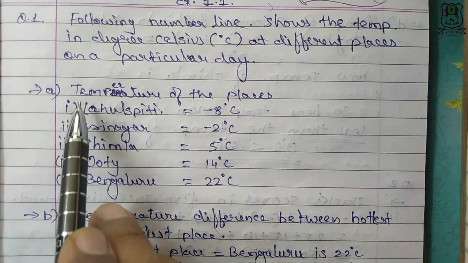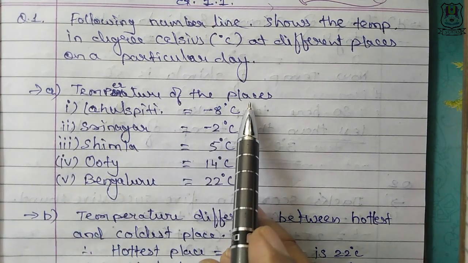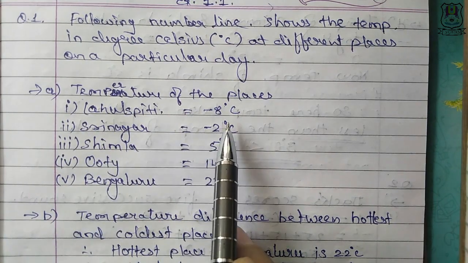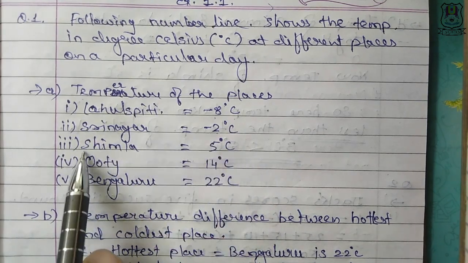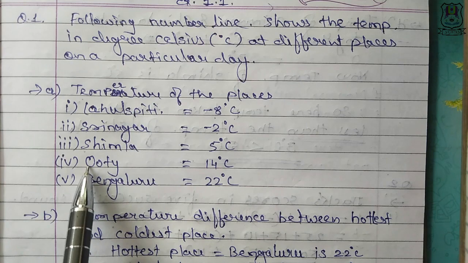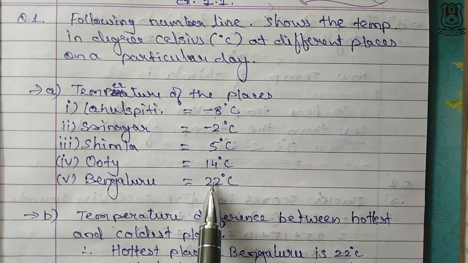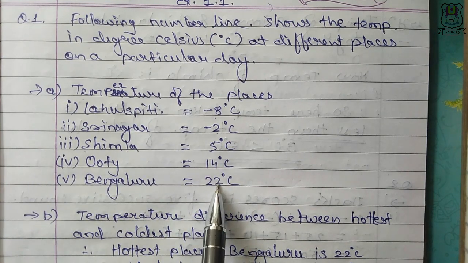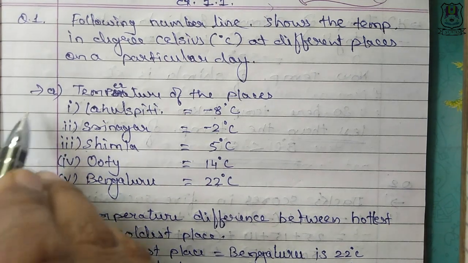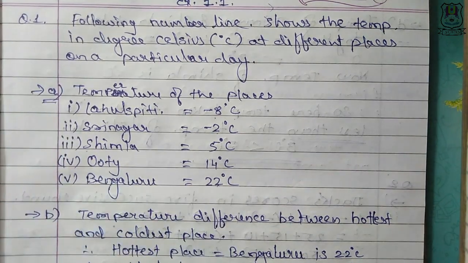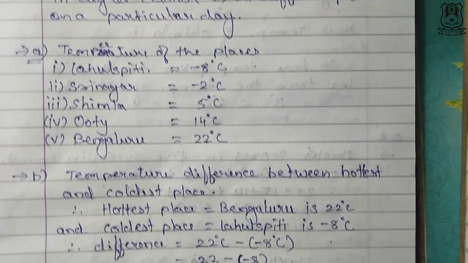So you have to write in this way: the temperature of the places, Lahul Spiti -8 degrees Celsius, Srinagar -2 degrees, Shimla 5, Ooty 14 degrees Celsius and Bengaluru 22 degrees Celsius. This is the answer of the first question, that is A. Let's go on to the second one.